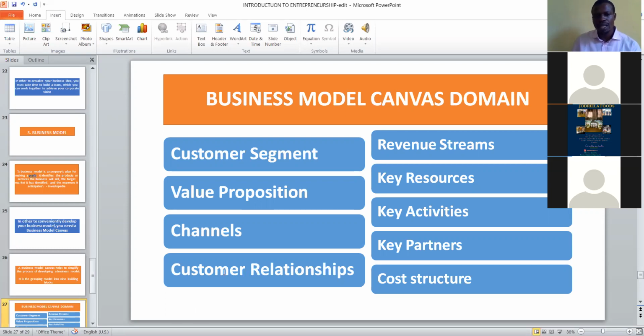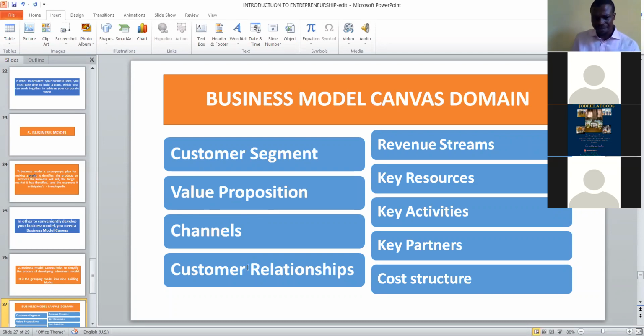Then the next is customer relationship. Customer relationship is key. This is very, very fundamental and key. A lot of organizations lack a customer retainership culture. Why? Because of poor customer relationships.